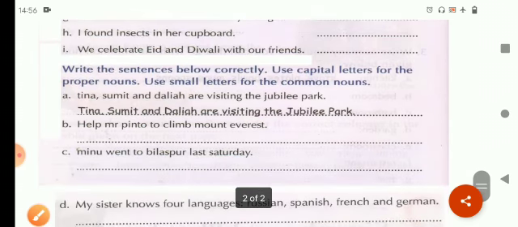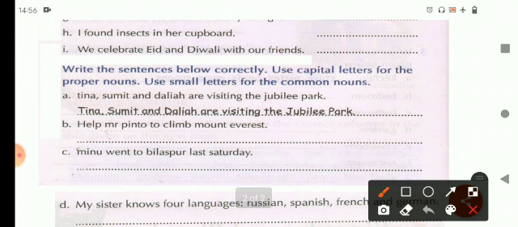Now next exercise is write the sentences below correctly. Use capital letters for the proper noun. Use small letters for the common noun. See the example number 1. Tina, Sumit, Delia are visiting the Jubilee Park. So here proper nouns are written with the capital letters and common nouns are written with the smaller letters.